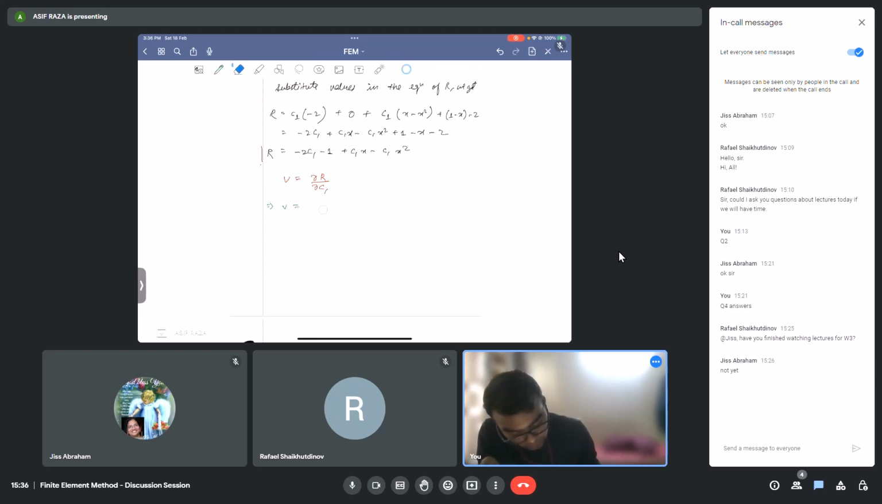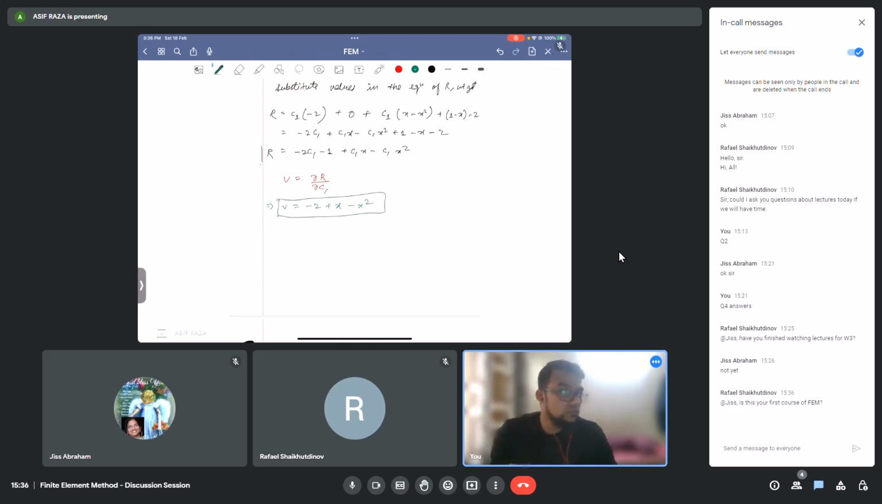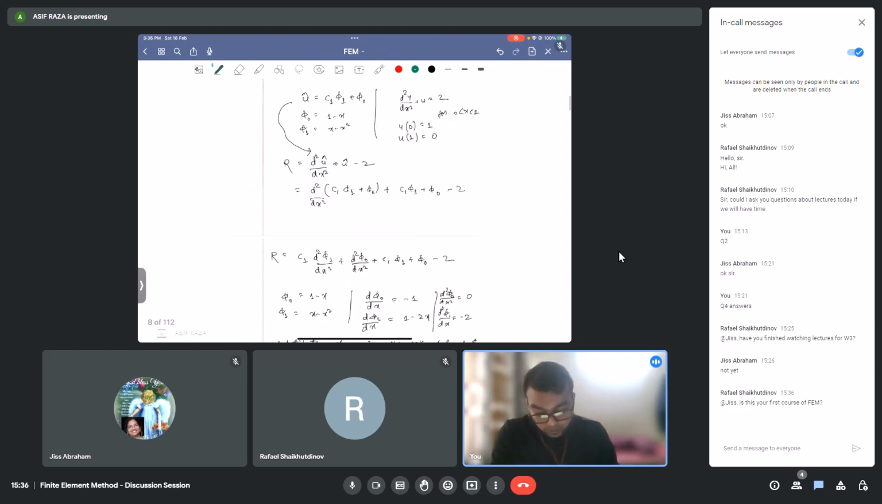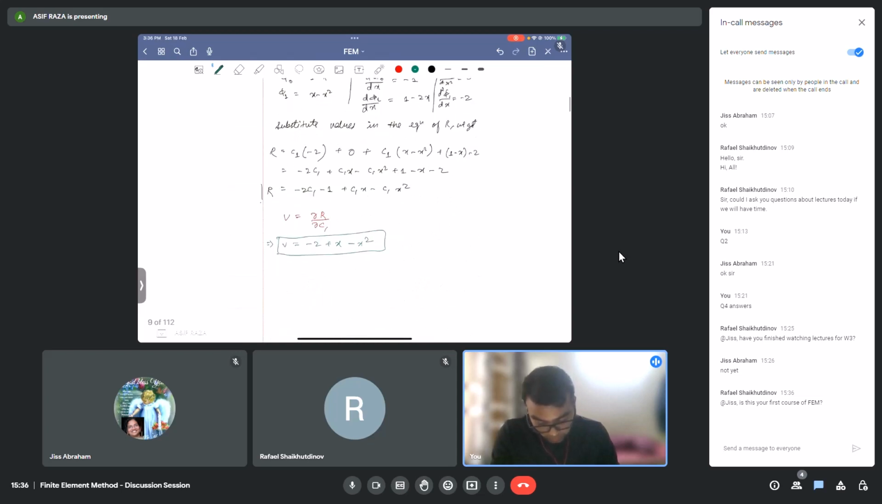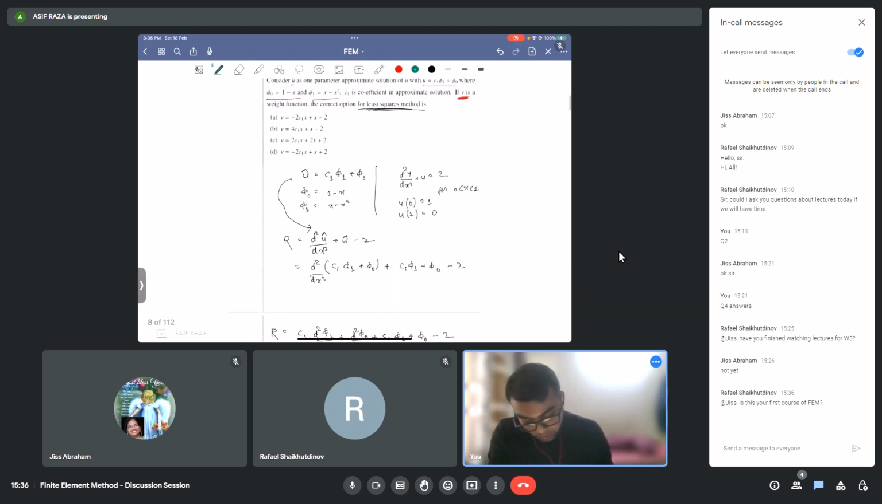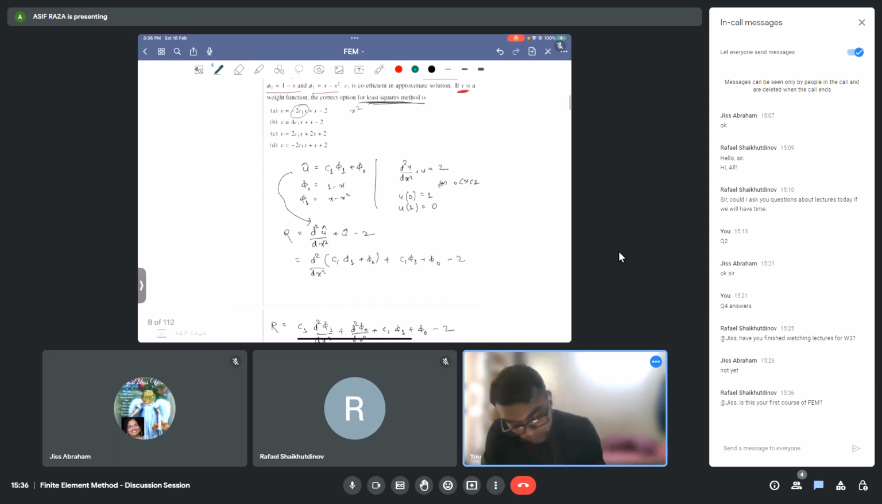So minus 2, this will be x, and this will be minus x square. So this will be my answer pertaining to my question: minus 2 plus x minus x square. Okay, so here it should have been x square if it had been like minus x square.